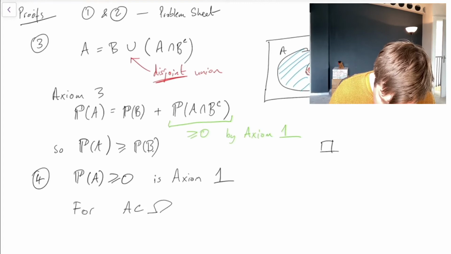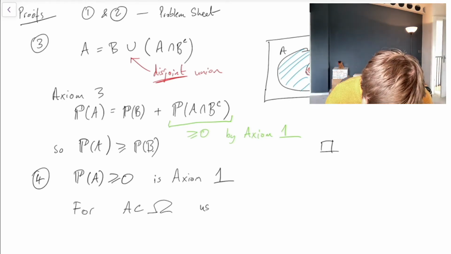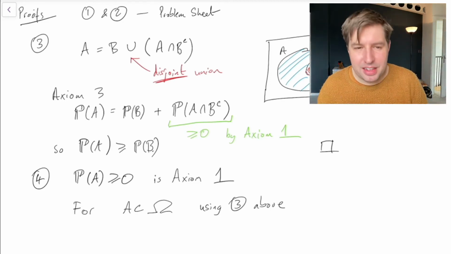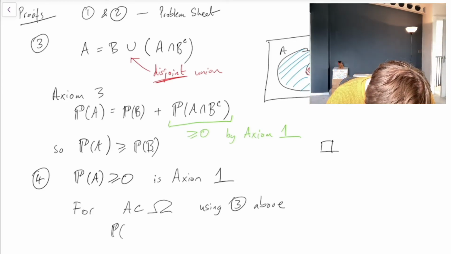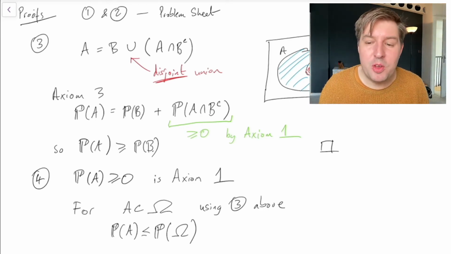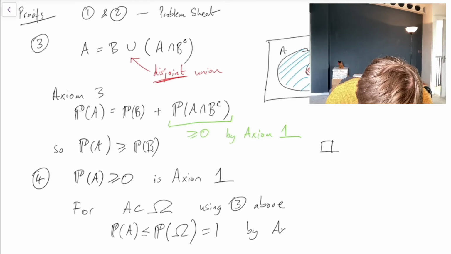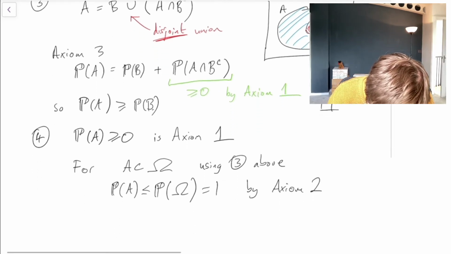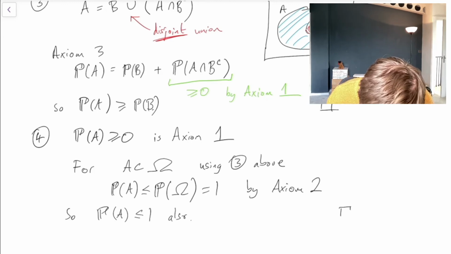Well, for some event A living in omega, we can use part 3 that we've just proven, because that told us about what happens with subsets. It said that if something's a subset of something else, then the probability is smaller. So that tells us the probability of A is less than or equal to the probability of omega by the thing that we've just proven. But the probability of omega, that's axiom 2. Axiom 2 tells us that's equal to 1. So the probability of A is less than or equal to 1 also. And we're done with the fourth statement.